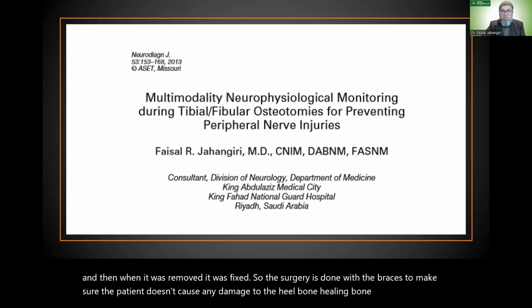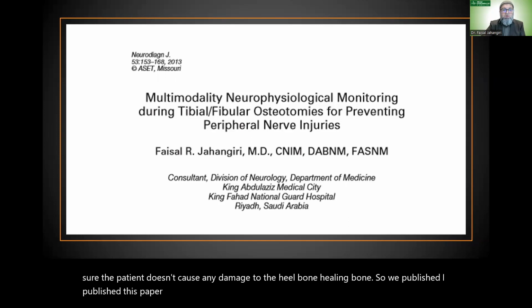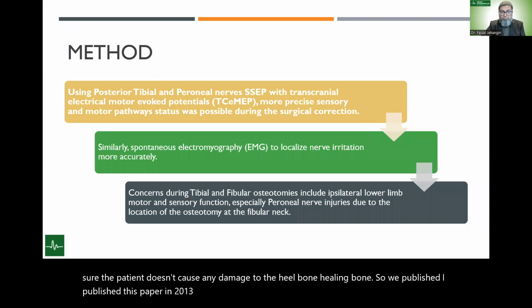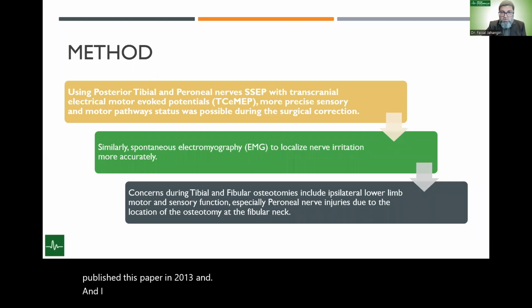So I published this paper in 2013, and you're welcome to collect more data and publish a bigger study because this is a very short study.